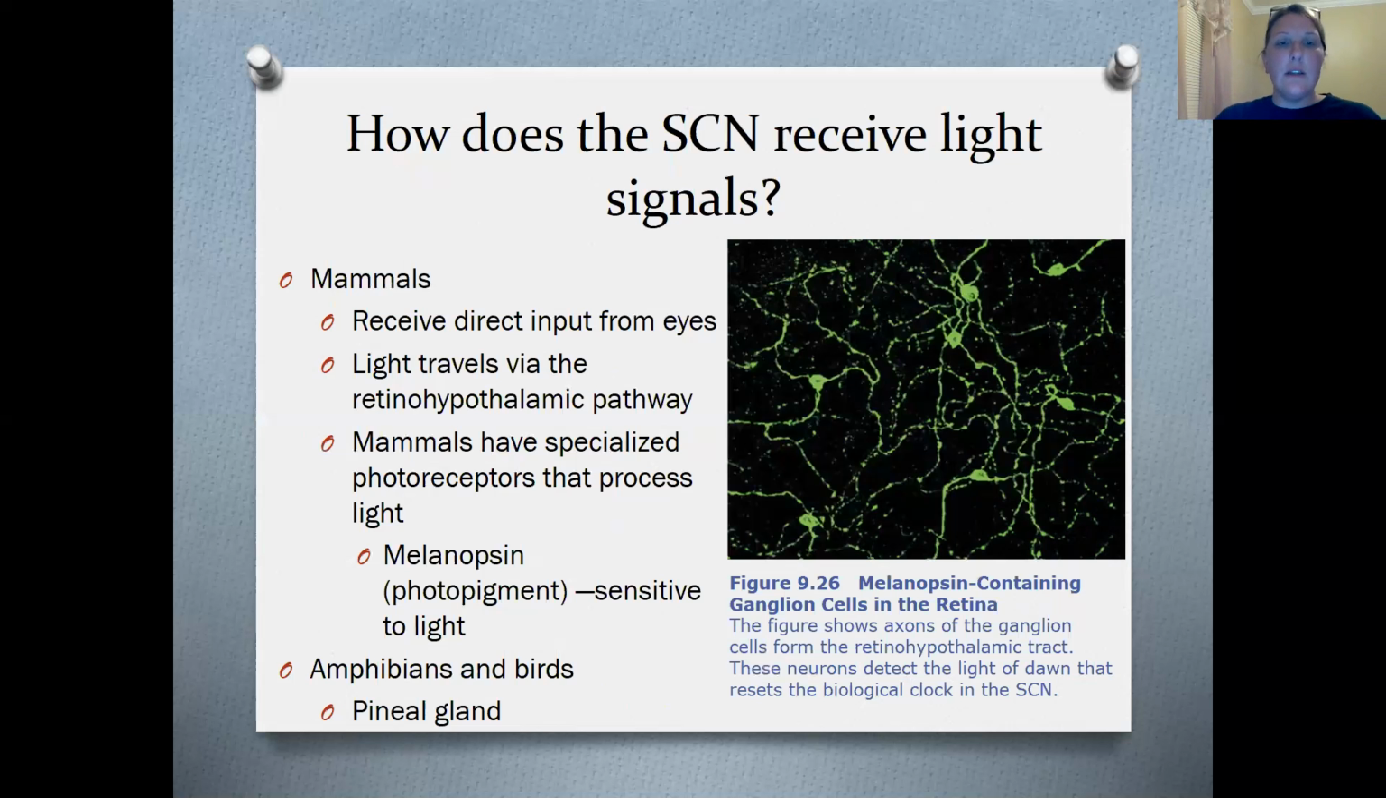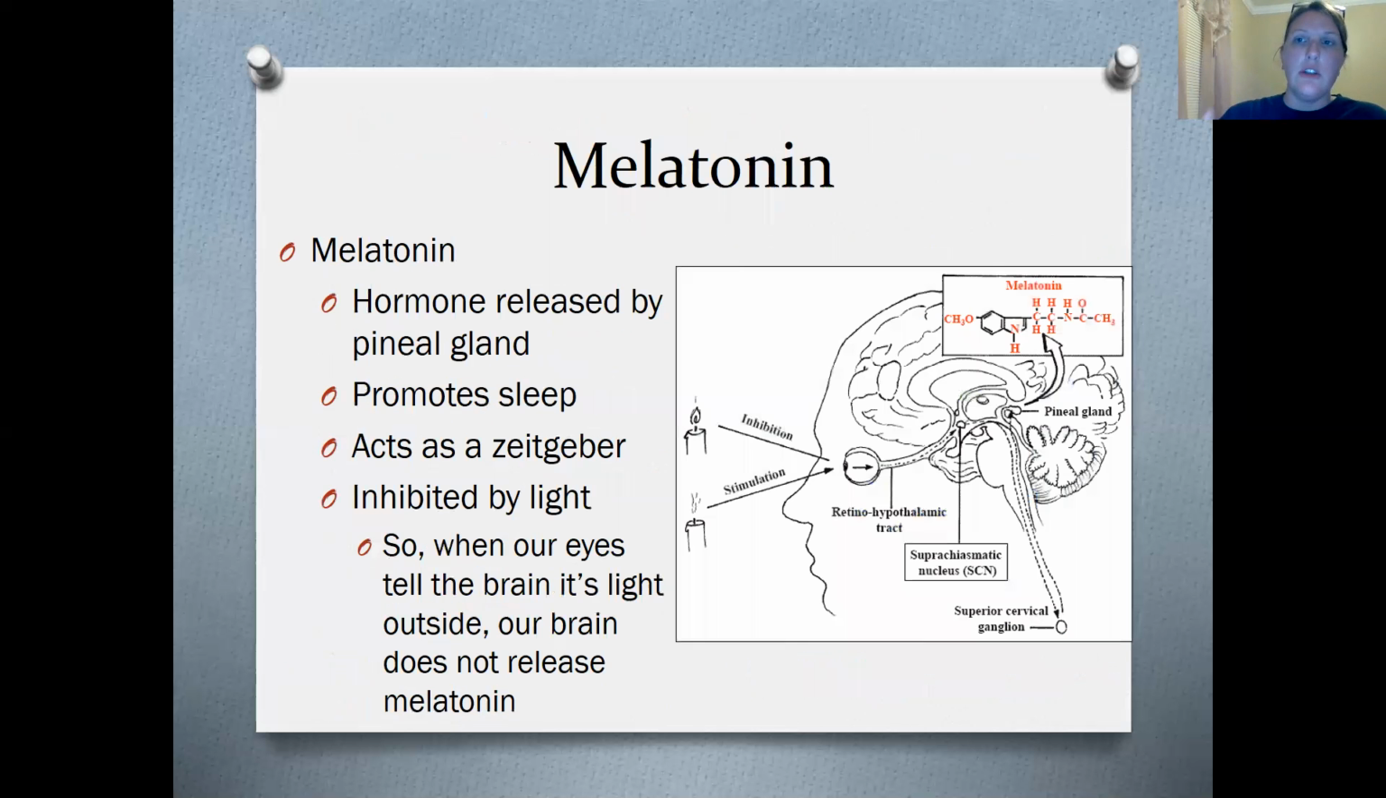We have very special photoreceptors that process light. We have melanopsin, which is a photopigment that is sensitive to light and can actually process that information into the brain to tell us, is it daylight outside? How much light are we getting? Is it dim light? Is it bright light? What's going on? Amphibians and birds do this through the pineal gland, and we're not going to talk about that specific thing. I just want to let you know that that is a different process.